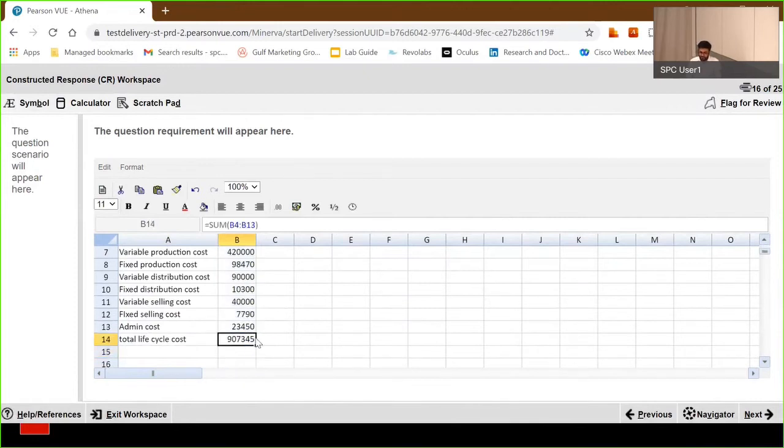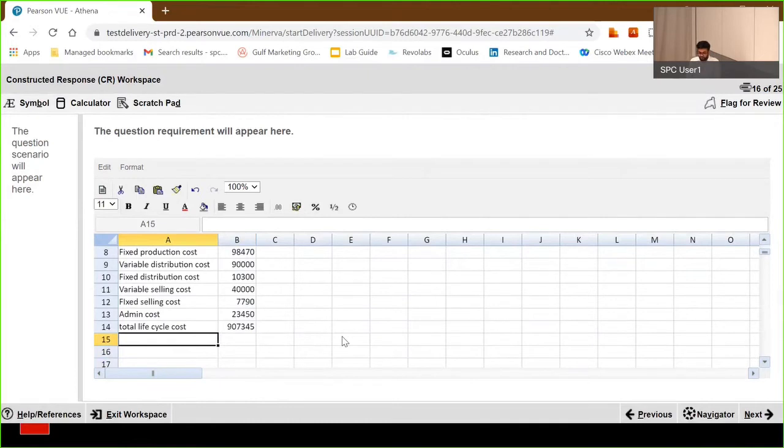Now this gives us 907,345. We know that we have taken 3 zeros common. So let's add it back. So we can mention here that this is with 3 zeros common. So now it should be 907,345 and 3 zeros.